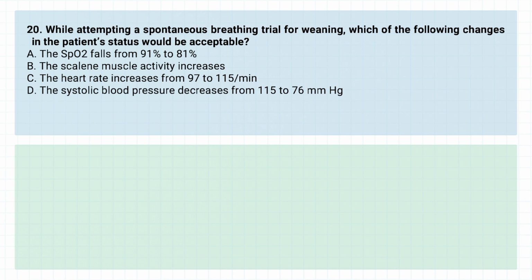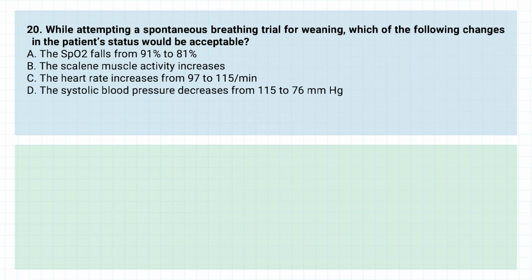Number 20. While attempting a spontaneous breathing trial for weaning, which of the following changes in the patient's status would be acceptable? A. The SpO₂ falls from 91% to 81%. B. The scalene muscle activity increases. C. The heart rate increases from 97 to 115 breaths per minute. D. The systolic blood pressure decreases from 115 to 76.